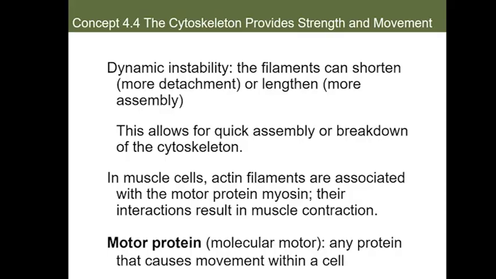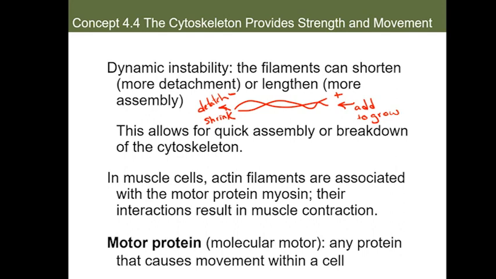So they have dynamic instability. The filaments can either shorten, more detachment, or lengthen, more assembly. So as I said before, they have the minus end and the plus end. So things can add to the plus end to grow or make things spread apart, or they can detach from this end to shrink and let things come back together. This allows for quick assembly or breakdown of the cytoskeleton.